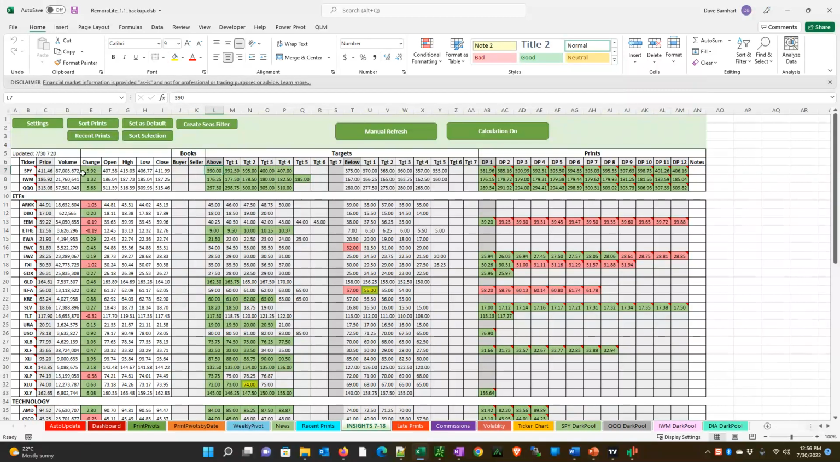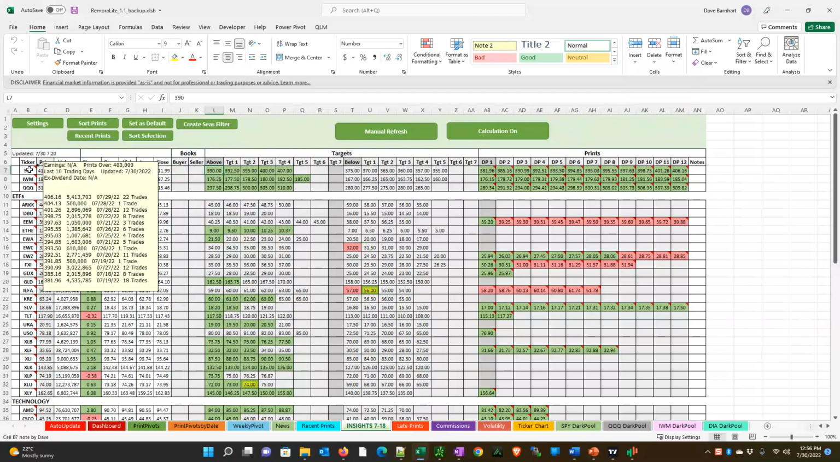So here, also notice that the SPY has a little triangle. So if we hover over that, we also see them in a list. Now, it's important to note that they're sorted by price, highest to lowest, right? Because you're always comparing the price. You want to know where the price is in relation to the prints.